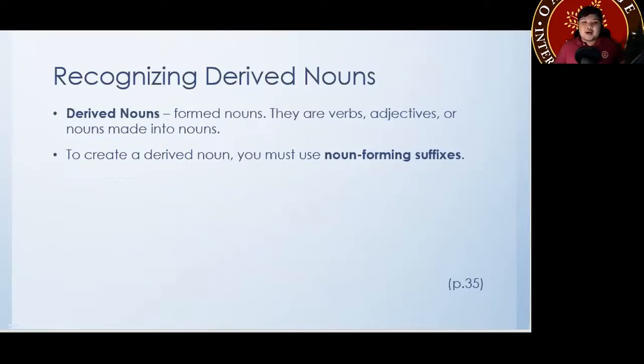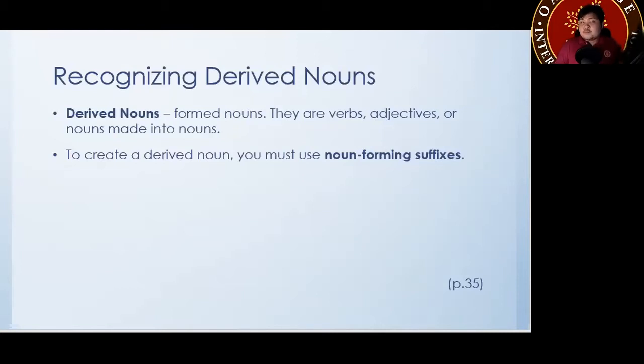Derived nouns, class, are nouns that are formed. They used to be something else. They could either be adjectives, verbs, or nouns. And then when you add a suffix, you change them into a totally different noun. These suffixes that you add to make a derived noun are called noun forming suffixes.